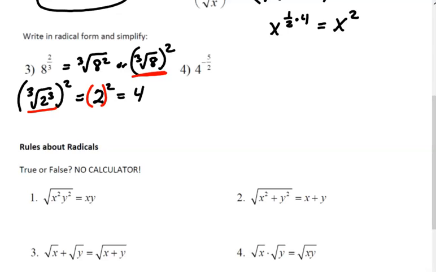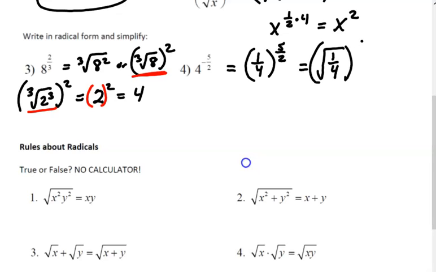Next one, I have 4 to the negative 5/2 power. So let's write the reciprocal and write it to the positive 5/2 power first of all. Then I have a power of 5 and a root of 2. If I have a root of 2, that's a square root. So I'm going to say the square root of 1 over 4 to the 5th power. Well, when I have the square root of a fraction, I can think of the square root of the numerator and the denominator separately. Sometimes that's helpful. So I could say the square root of 1 over the square root of 4 to the 5th power.